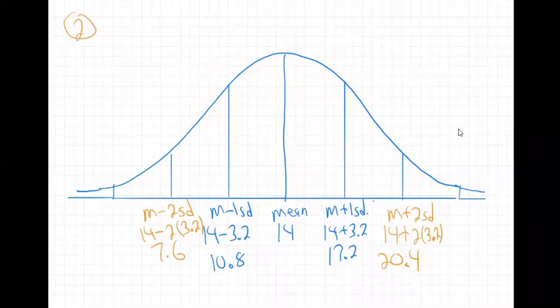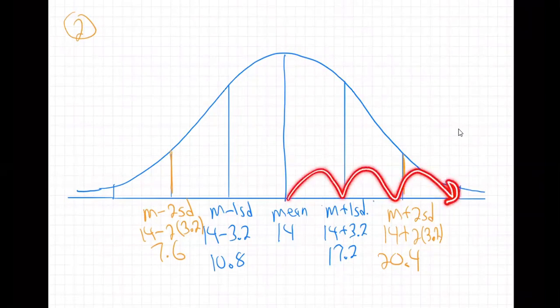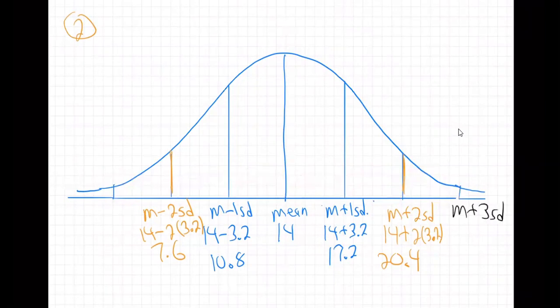All right, are we good so far? So this is 2 jumps left and 2 jumps right. And now we're going to go even further. Now we're going to go 3 jumps to the right and 3 jumps to the left from the middle. All right, so what is this spot out here going to be? This is going to be the middle plus 3 standard deviation jumps.